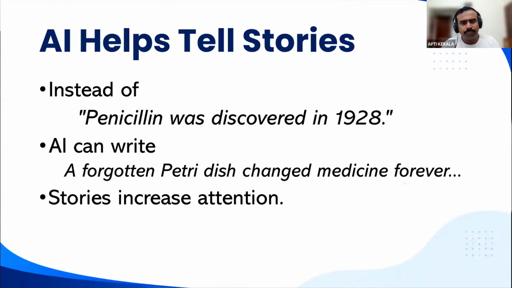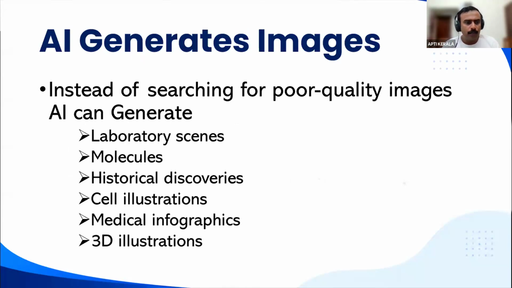So AI helps tell stories. Instead of saying penicillin was discovered in 1928, AI can write: a forgotten petri dish changed medicine forever. Stories increase attention. We can get more ideas when we give our idea to AI, and AI gives us more ideas.